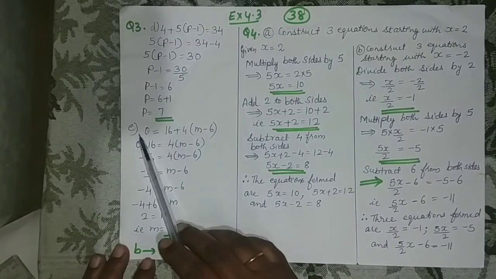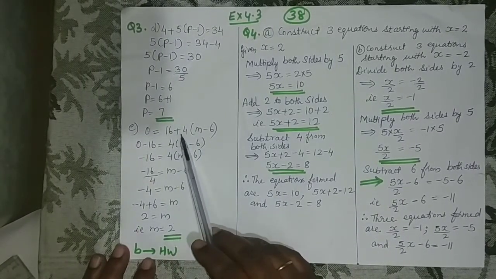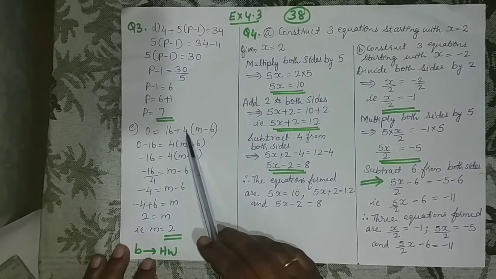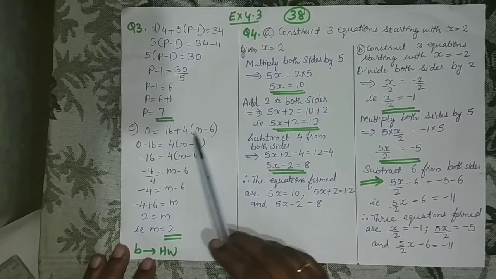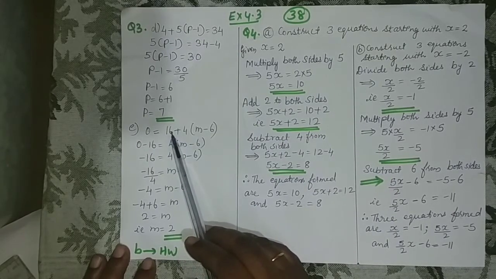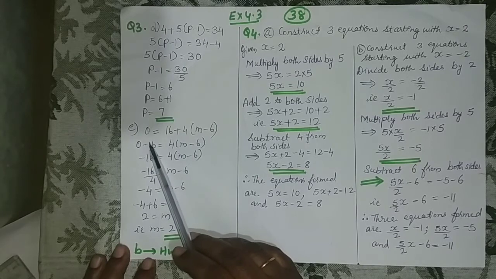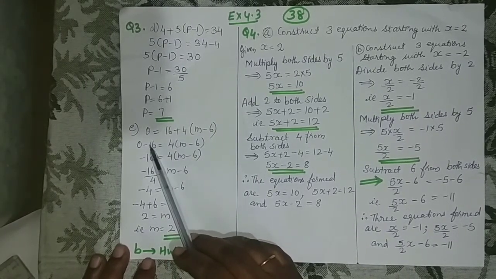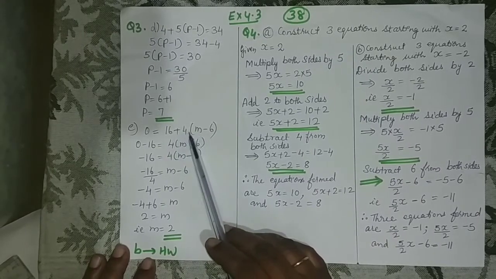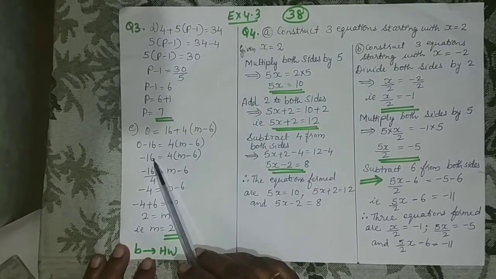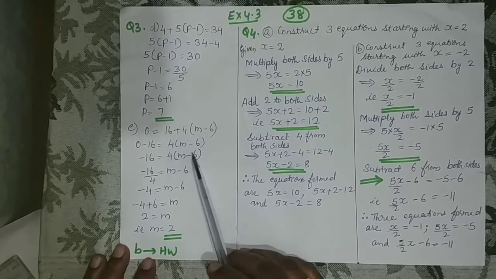Okay. Now E, 0 is equal to 16 plus 4 into (M minus 6). 0 is in LHS, 16 plus 4 into (M minus 6) is in RHS. You can see the 16 is added here. I am taking this 16 from RHS to LHS, so it will become minus 16. Already 0 is there, so 0 minus 16 is in LHS. What is remaining in RHS? 4 into (M minus 6). Now 0 minus 16 is minus 16 only, is equal to 4 into (M minus 6).